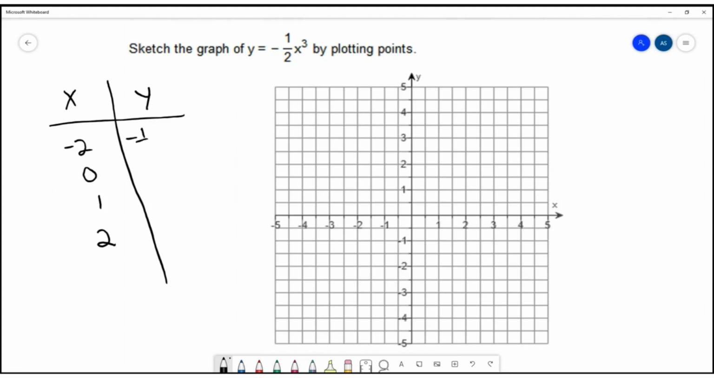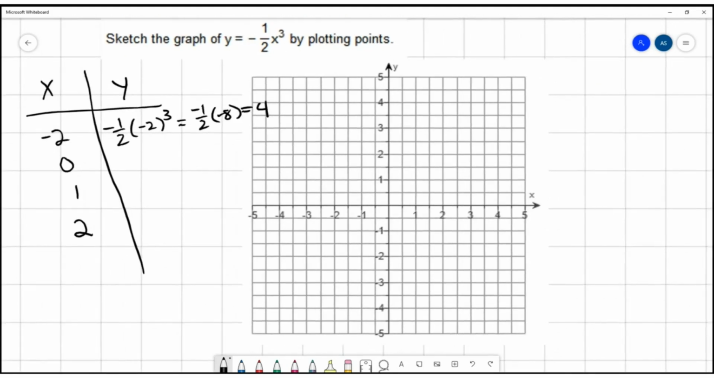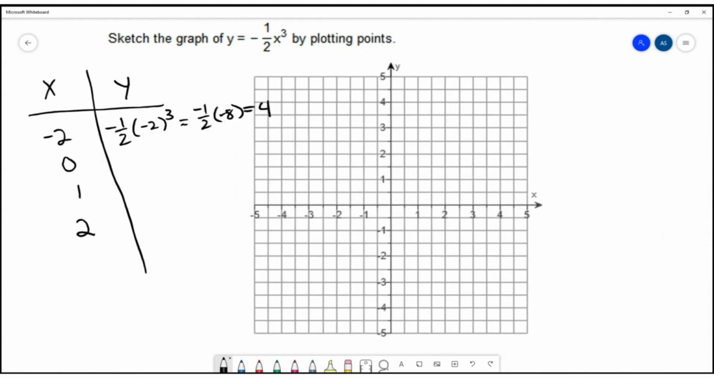We get -1/2 times -2 cubed. We need to follow order of operations. When we simplify, apply the exponent first. We have negative 2 cubed being negative 8. And then if we multiply negative times negative, we'll get a positive, and half of 8 is 4. So we get the ordered pair negative 2, 4. Plot that.